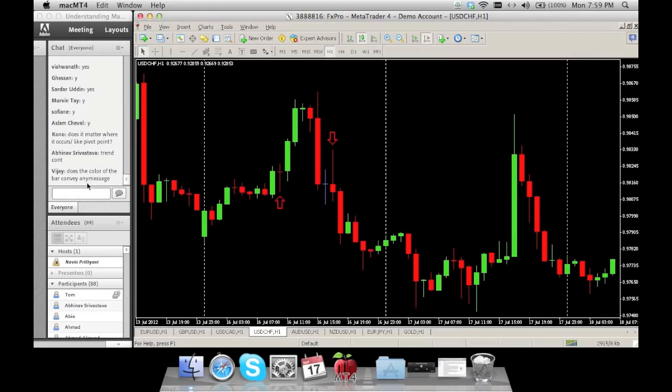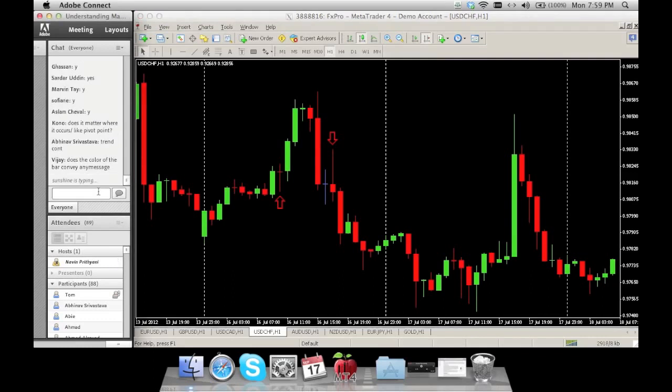Okay, Vijay, does the color of the bar convey any message? No, no, do not worry about the color of the bar. Okay, in terms of exhaustion and trend continuations, don't worry about the color.